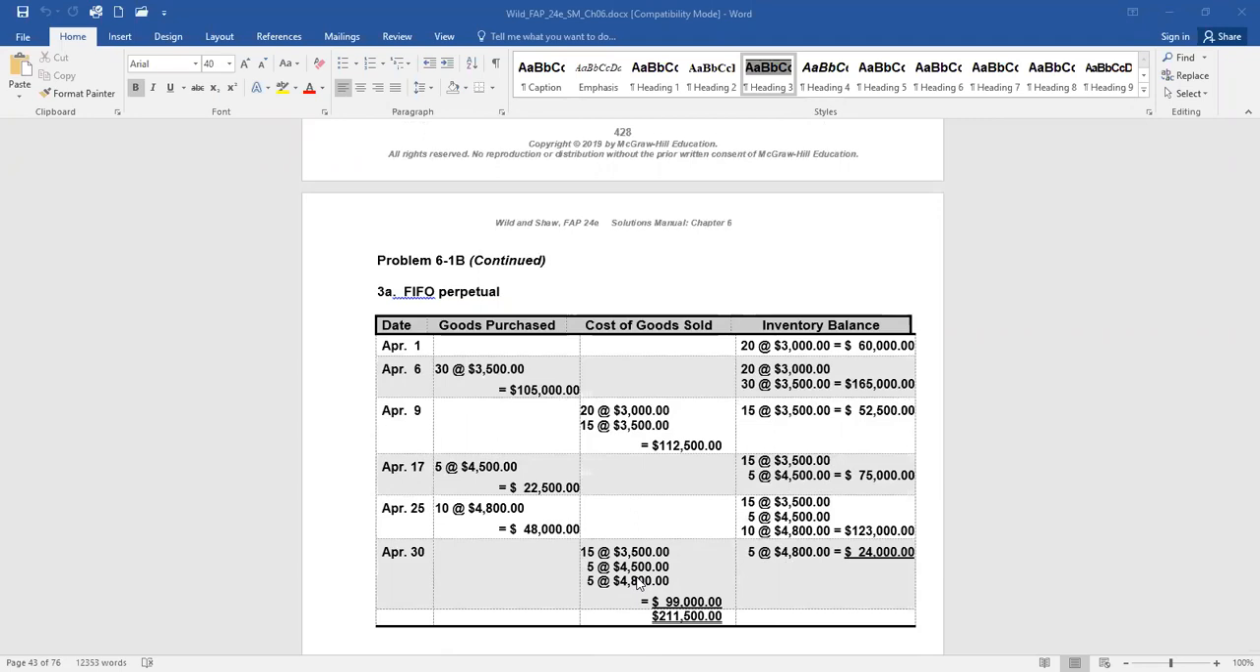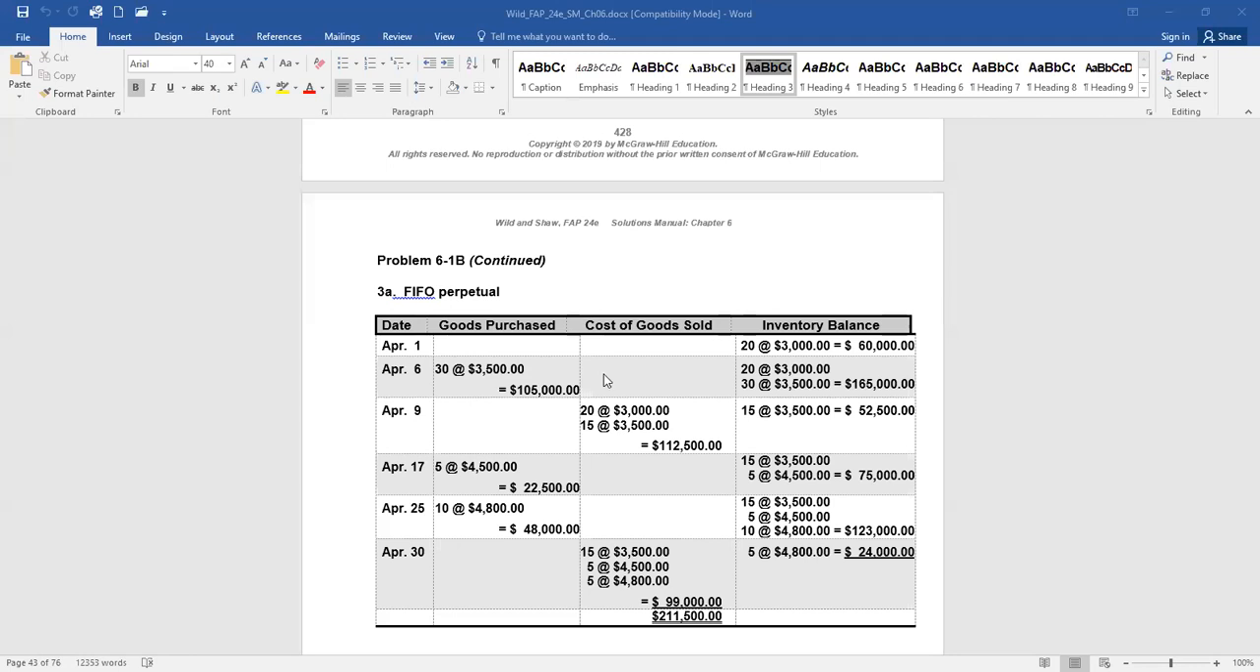First column is where we record all purchases. So you still do journal entries for your purchases like you did in Chapter 5, but we also keep a separate record of the detail of the purchase in the perpetual inventory record. Then anytime goods are sold, we need to calculate how much those goods cost. We know how much we charge the customer, but how much should we take them out of inventory at? And then after any purchase or sale, we need to determine a new inventory balance.